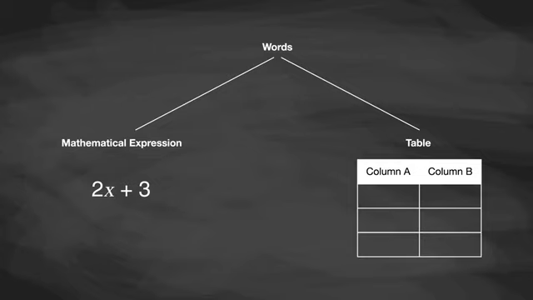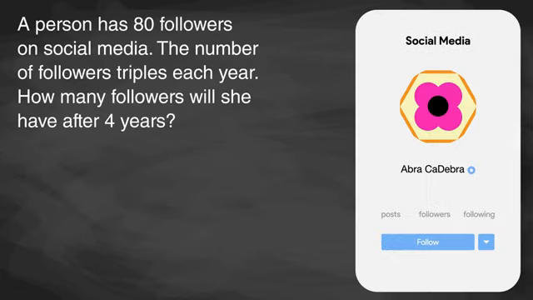A situation that can be described with words can also be written as a mathematical expression or in a table. Here is a verbal description of a situation. A person has 80 followers on social media. The number of followers triples each year. How many followers will she have after 4 years?